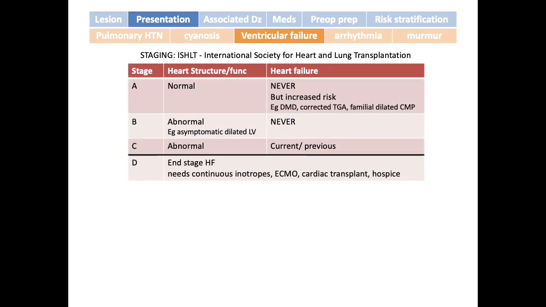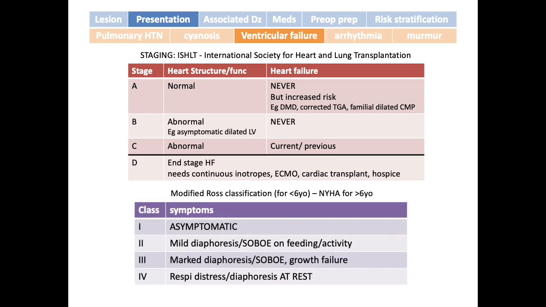Staging of congenital cardiac disease is based on the ISHLT classification, which stages from A to D based on heart structure and function, as well as on the presence of heart failure and the therapy required. For example, a patient in stage D may require ECMO on standby intraoperatively, whilst those in B and C can be treated medically. Specifically for pediatrics, the modified Ross classification can be used for those below 6 years old.